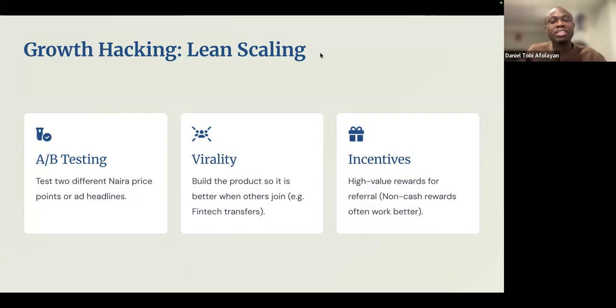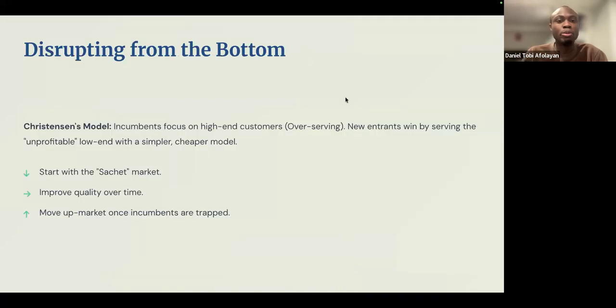market. And for virality, I can also ensure that I build a product that others can join, can be viral. And incentive, like I said before, ensuring that you have a referral system for people to join.